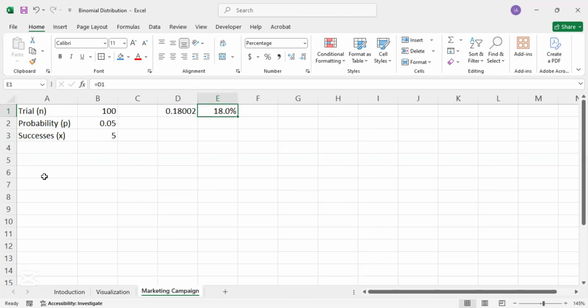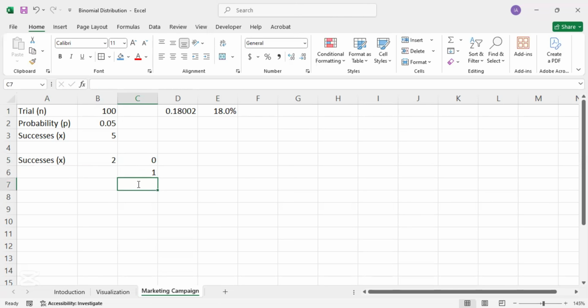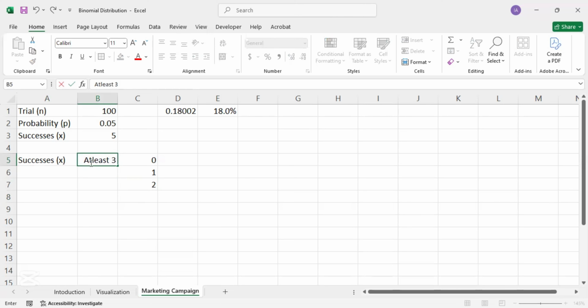The second part of this question asks, what about at least 3 sales? Now, at least 3 conversions means more than or equal to 3, which is the complement of less than or equal to 2. It's basically looking at the probability of 0, 1, and 2 chances of success. So that is what at least 3 means.